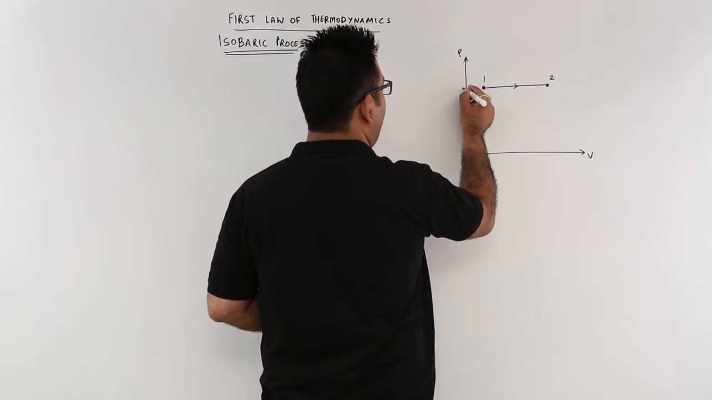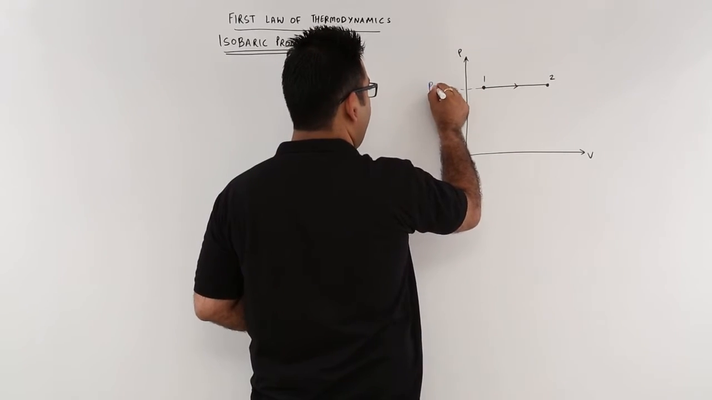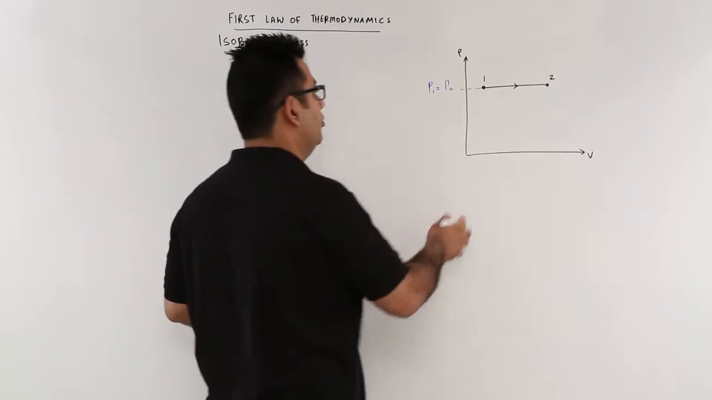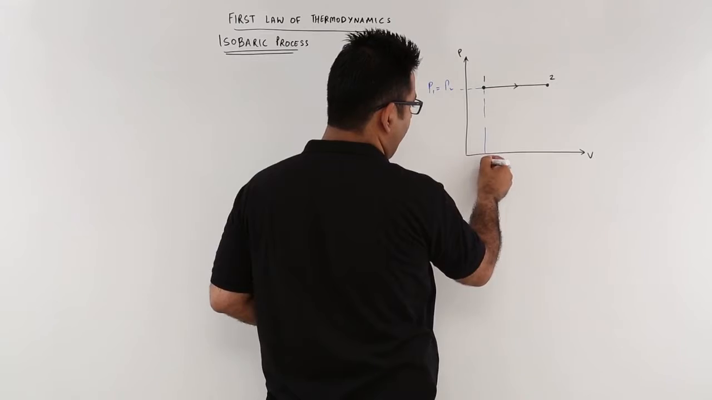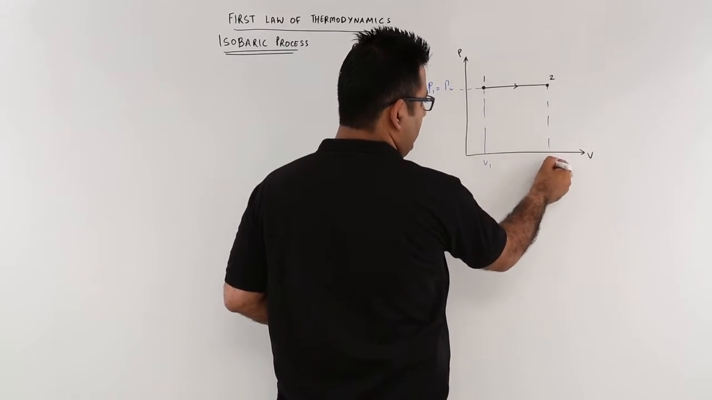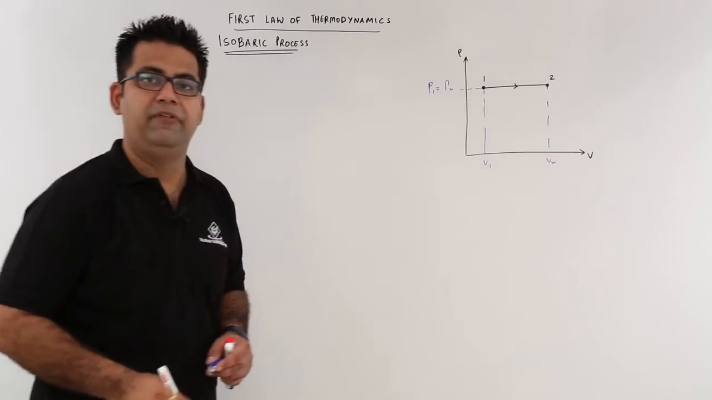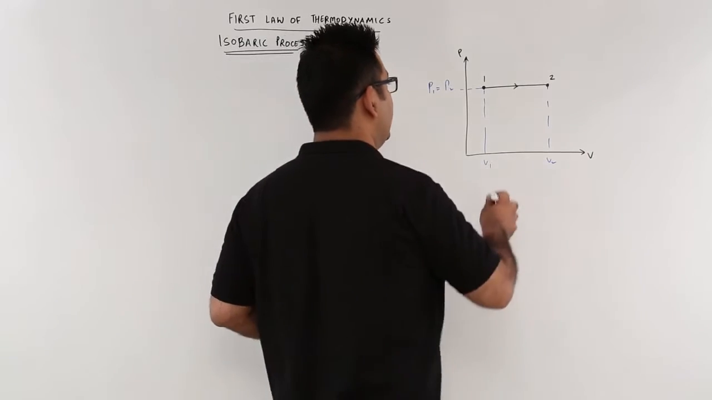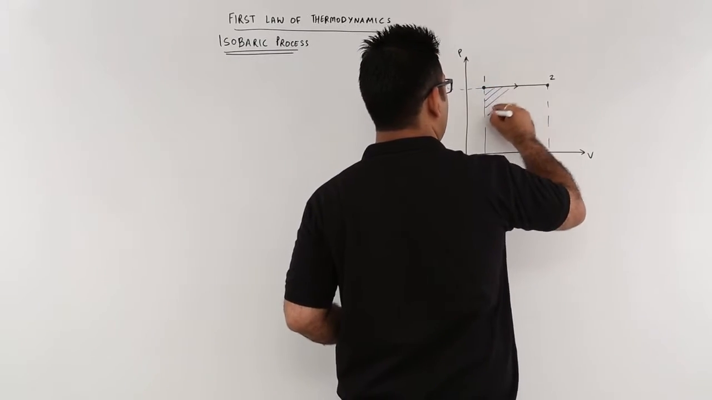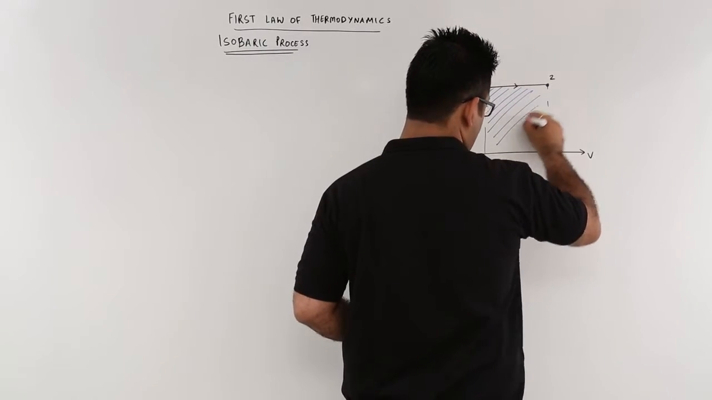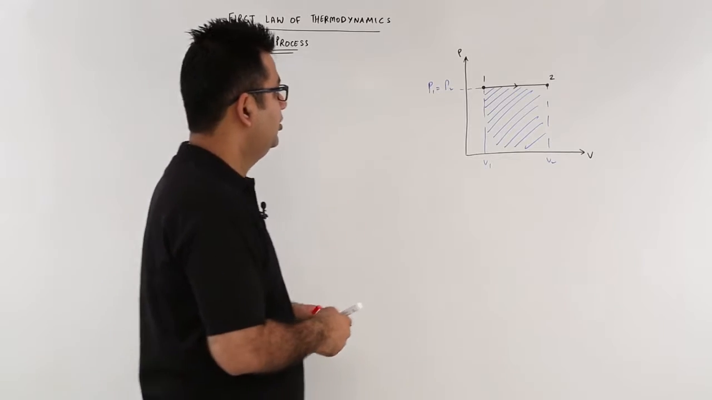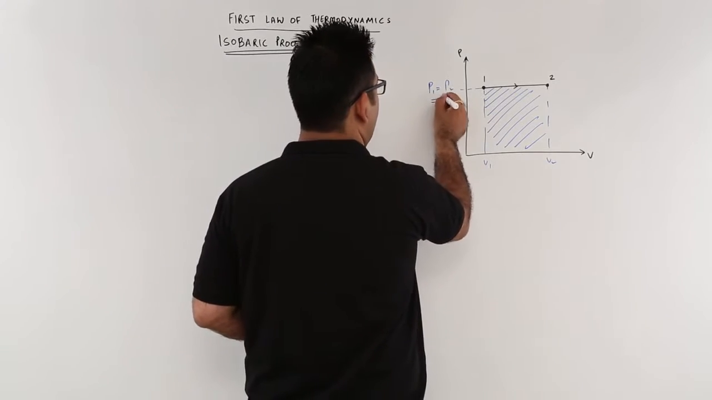So you would have P1 equal to P2, but you will have a different volume. So at state 1 you will have a volume V1, at state 2 you will have a volume V2. And the work done is the area below this line. This is the work done. So let us say P1 is equal to P2 is equal to P.